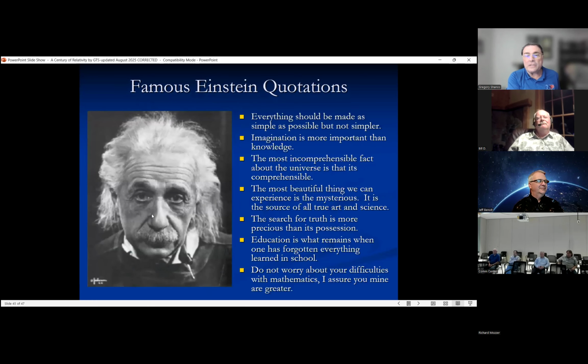And this is what I tried to do with this lecture: Everything should be made as simple as possible, but not simpler. I live by that philosophy. I tried to make this as simple as possible, but not simpler. Okay, imagination is more important than knowledge. That's why Hilbert didn't come up with the curvature of space-time. He just did the math once he heard lectures from Einstein. And then I love this one.